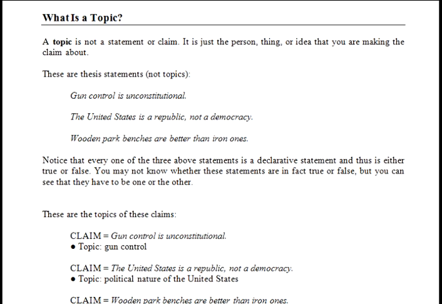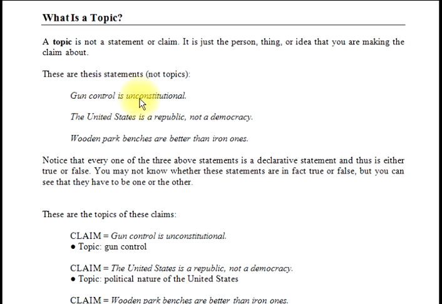A topic is not going to be a declarative sentence. It's not going to say anything about it. If you want to think of it in terms of parts of speech, a topic is just a noun, okay? So here, what you have right here are thesis sentences. Gun control is unconstitutional. The United States is a republic, not a democracy. Wooden park benches are better than iron ones.